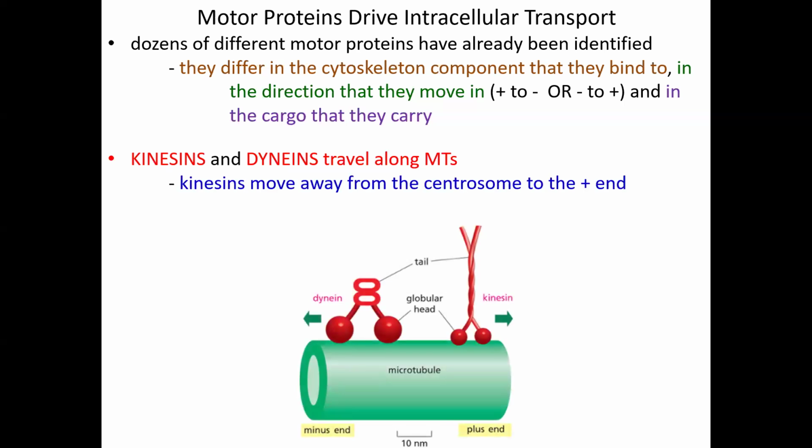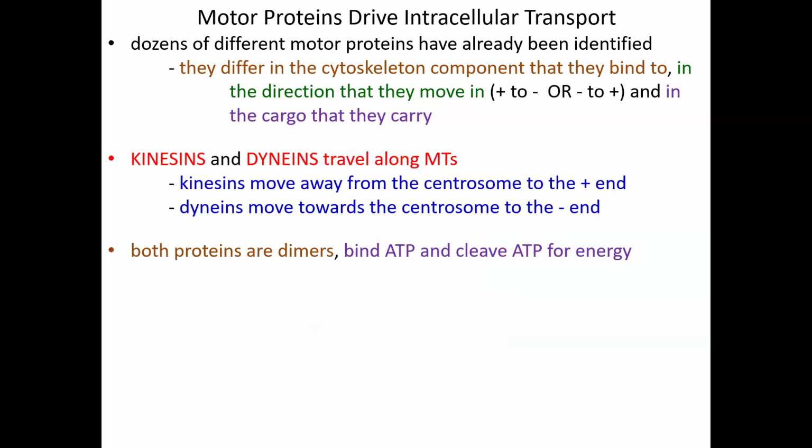Kinesins move away from the centrosome. They move from negative to positive. Kinesins carry cargo toward the cell periphery. Dyneins move in the opposite direction. They move towards the centrosome, which is towards the nucleus. Dyneins bring cargo deeper into the cell. So a quick little trick here. If you think about dynein and kinesin alphabetically, D comes before K. If you think about minus and plus, or negative and positive, minus negative comes before plus positive alphabetically. And so those two match. Dynein negative, kinesin positive. Both are in alphabetical order.